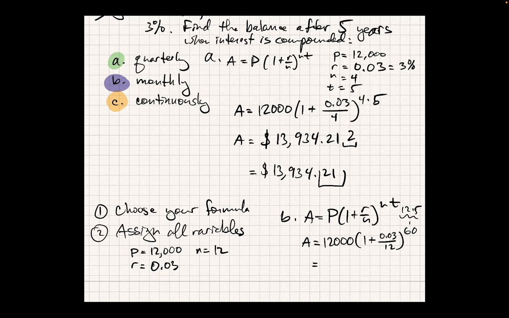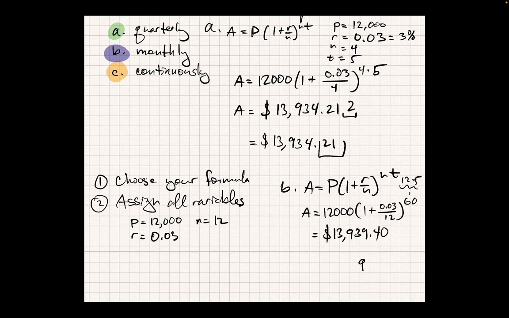Yeah. All right. So what do I write? Dollar sign. Yes. 13,939.41. So we don't write dollar signs with like $9.4.